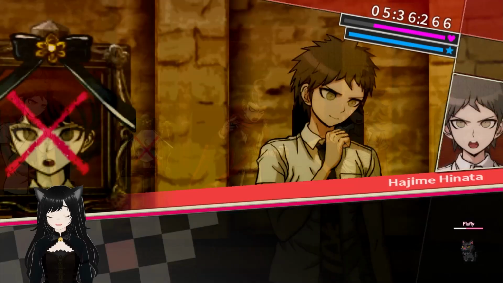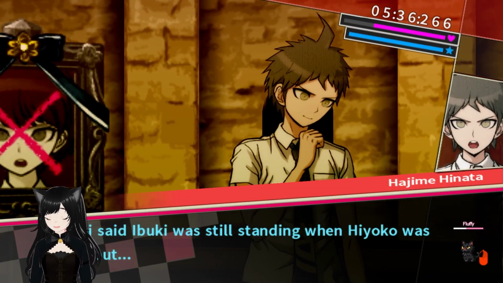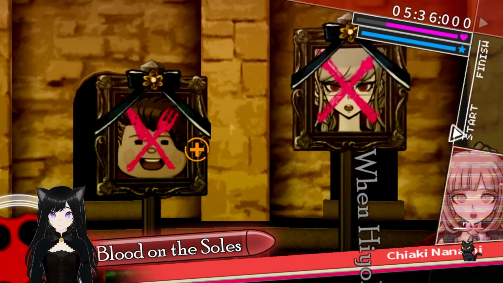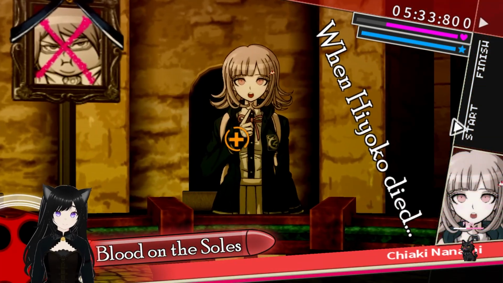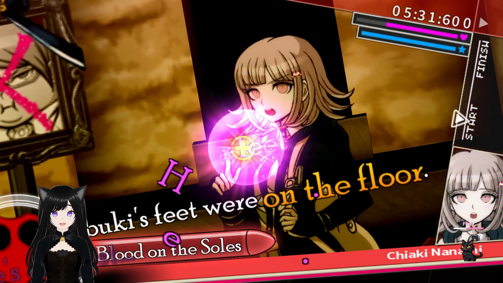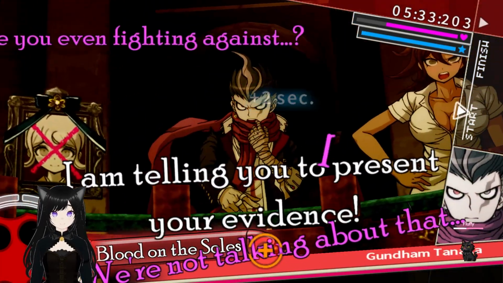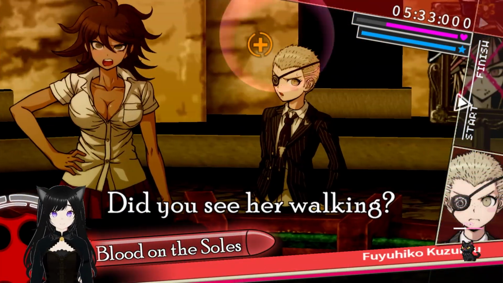That was an interesting argument. All right, Chiaki said Ibuki was still standing when Hiyoko was killed, but is that really true? It definitely is, because she has Hiyoko's blood on her soles. All right, so we'll have to make that argument and tell you to agree. Present your evidence. Did you see her walking?